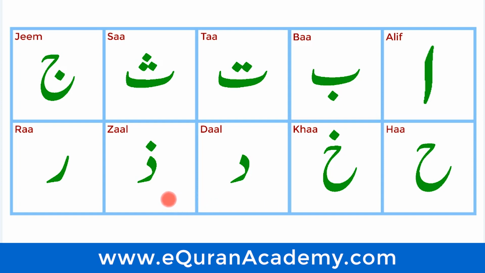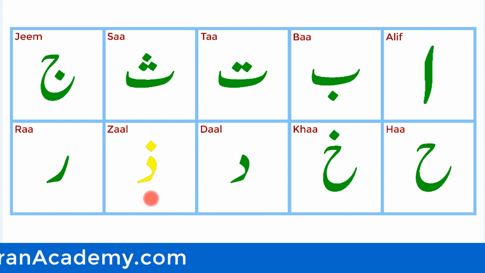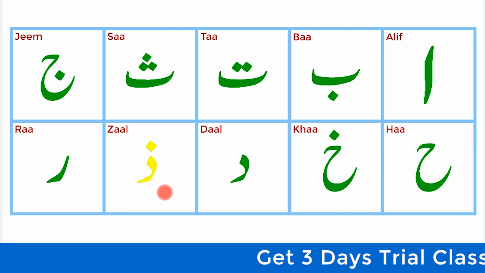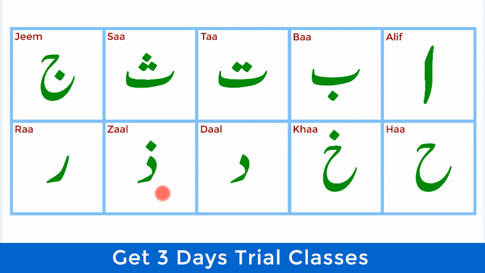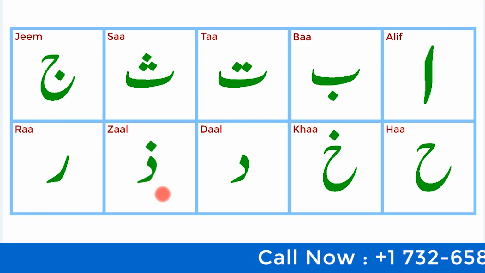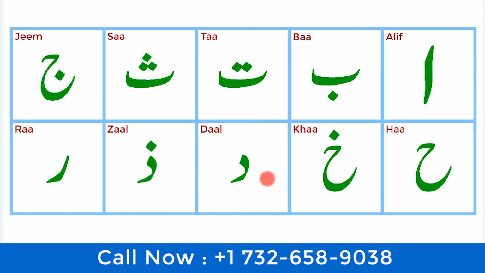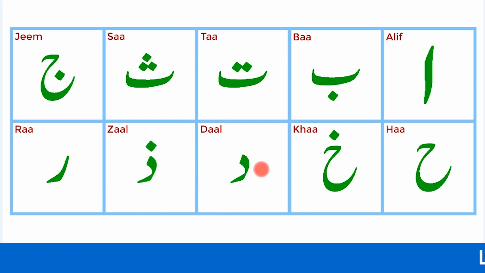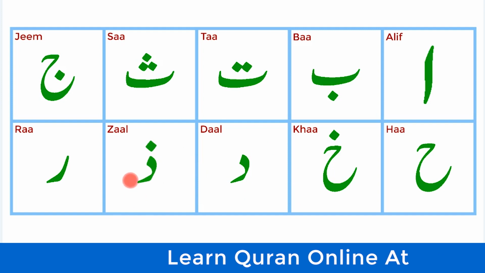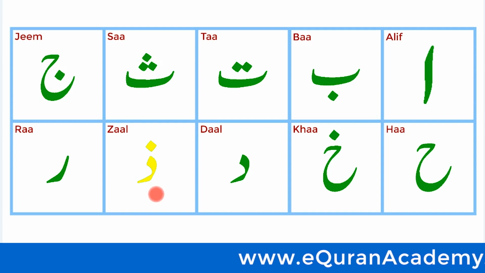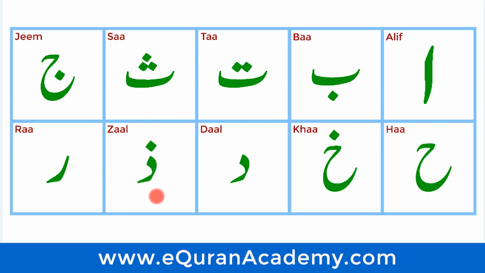Our next letter is zal. Please read after me. Zal. Please remember, dal has no dot on it and zal has one dot on top. Looks similar, that's why it's important to remember dal has no dot on it and zal has one dot on top. Please read after me.